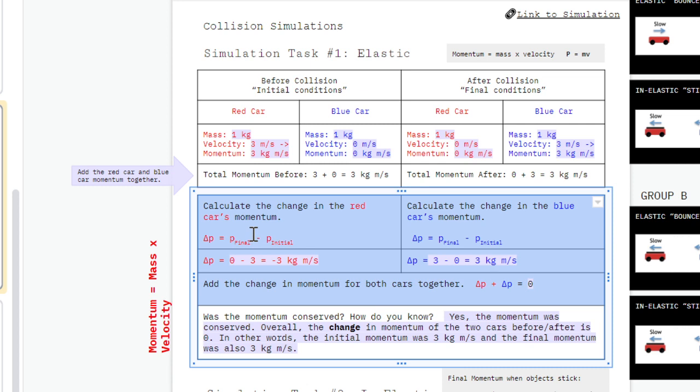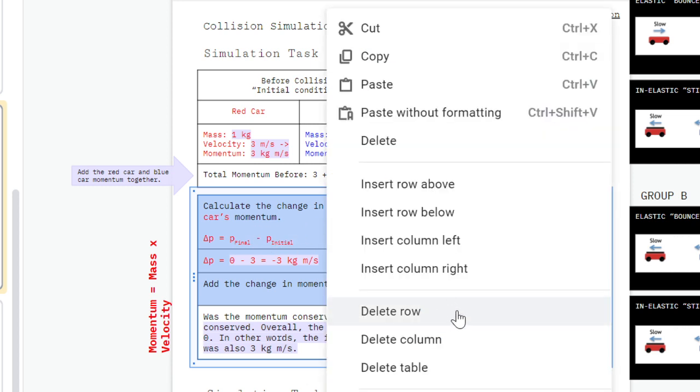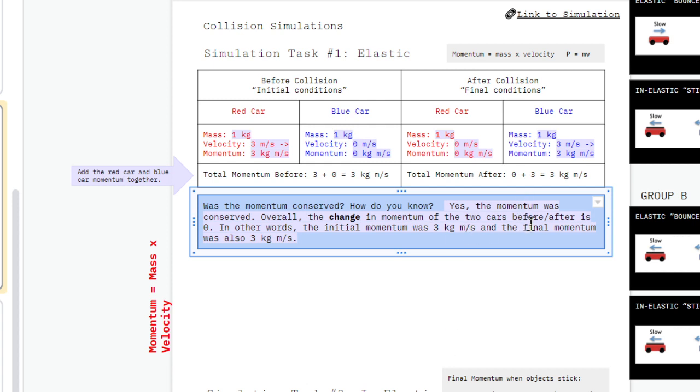If this whole section is confusing to you, I wouldn't mind if you deleted that. The whole point of this is: was momentum conserved? And the answer is yes, it was conserved. Overall, the change in the momentum of the two cars before and after is 0. So there was no change. It started with 3, ended with 3. So in other words, the initial momentum was 3 and the final momentum was also 3.